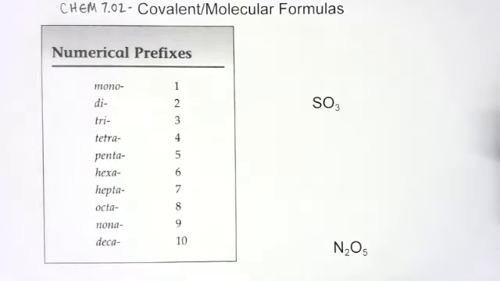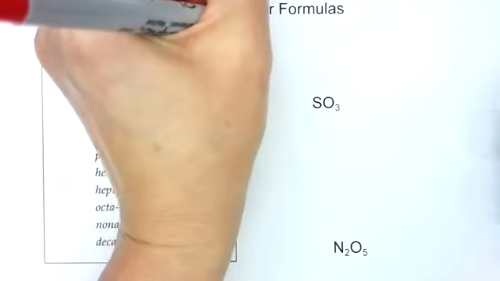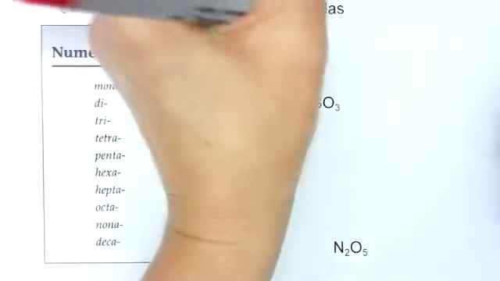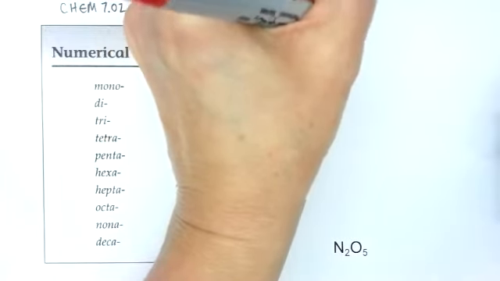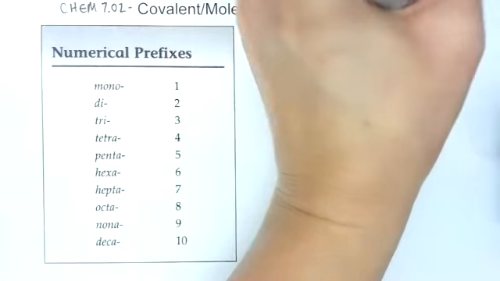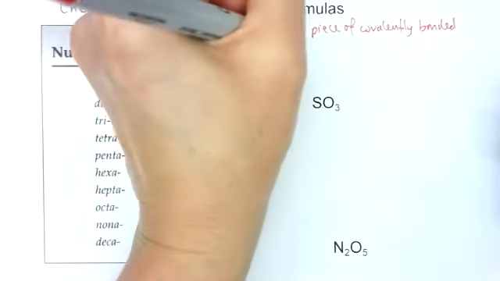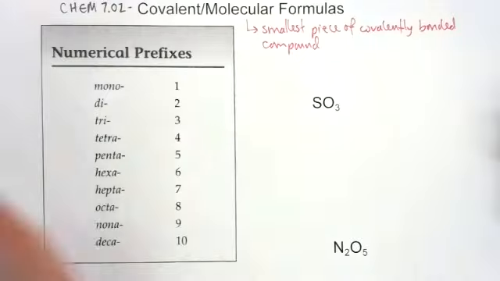Great, this is chemistry lesson 7.02 over writing the names for covalent compounds. You'll notice it says covalent / molecular. Remember, the smallest piece of a covalent compound, a covalently bonded compound, is a molecule.